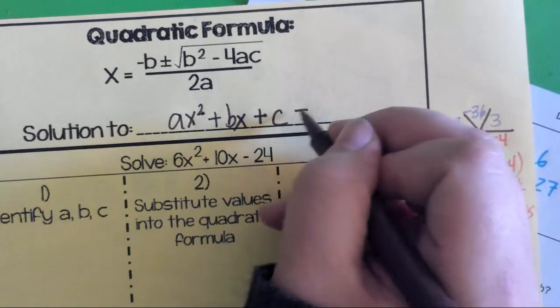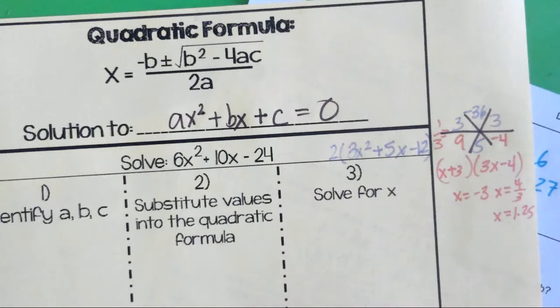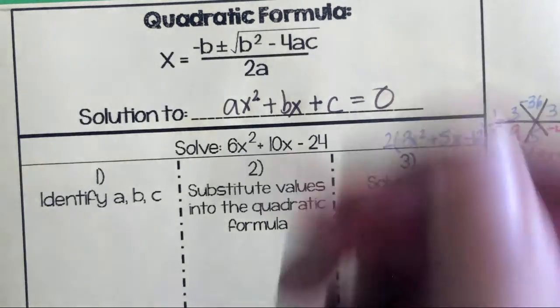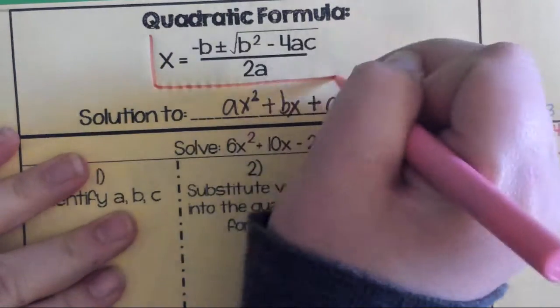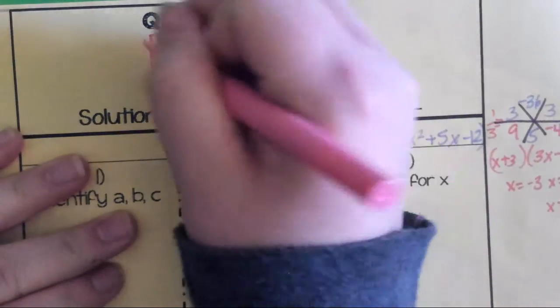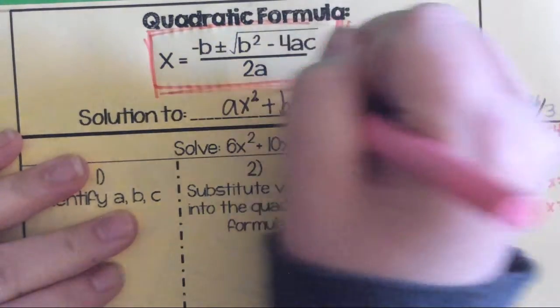ax squared plus bx plus c. And then before we even go into what this formula says, before we even get into this monster and why it might be more useful than factoring in some ways, let's just start with the basics.